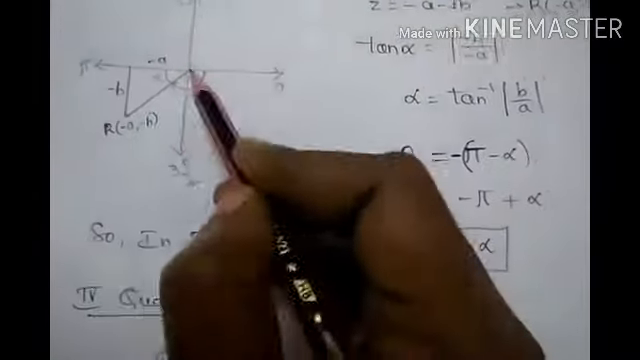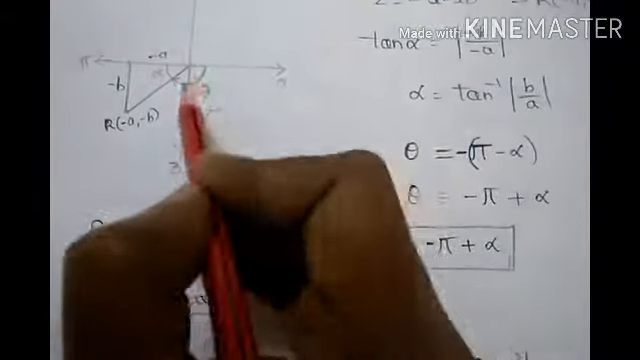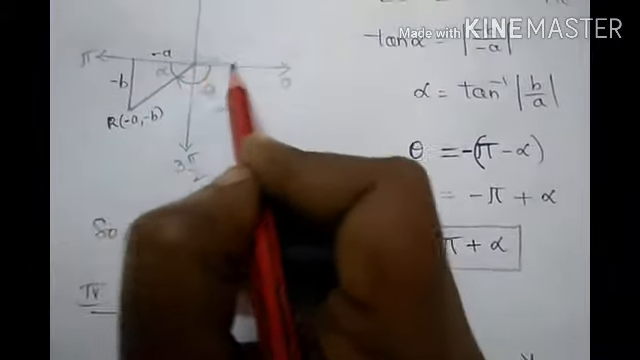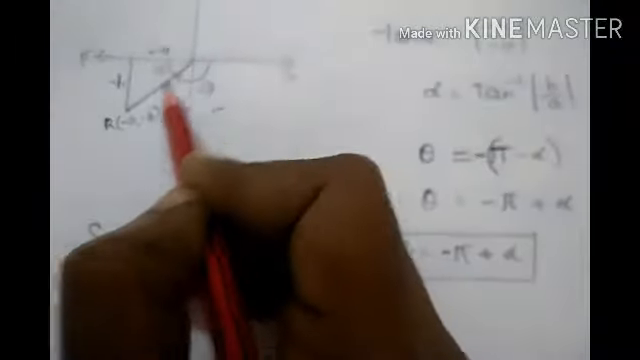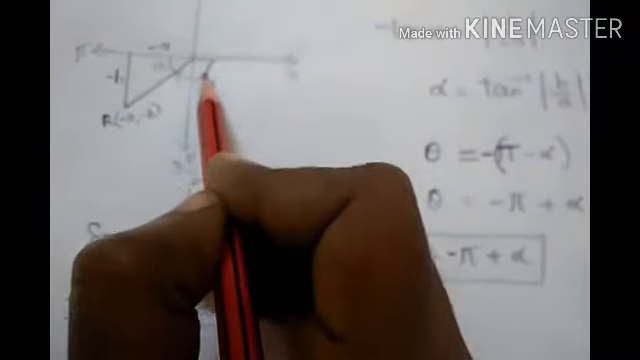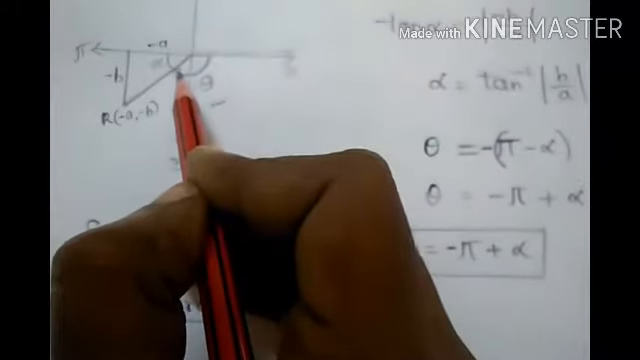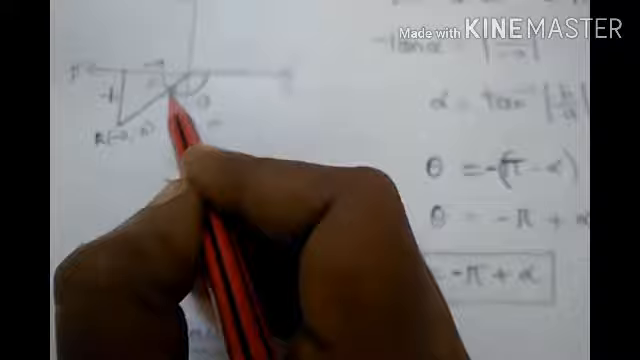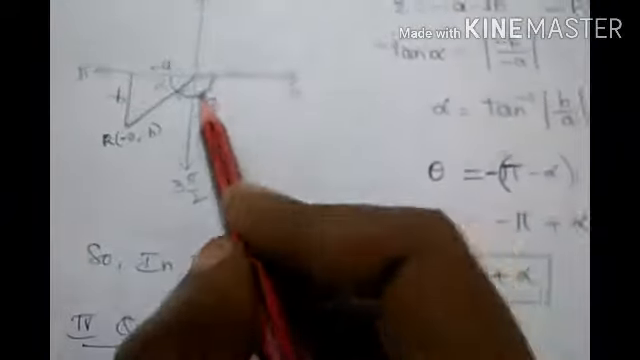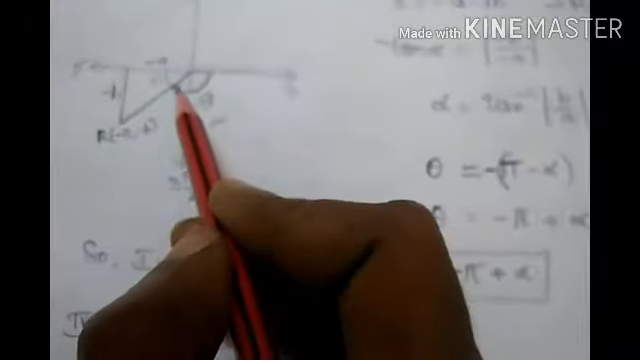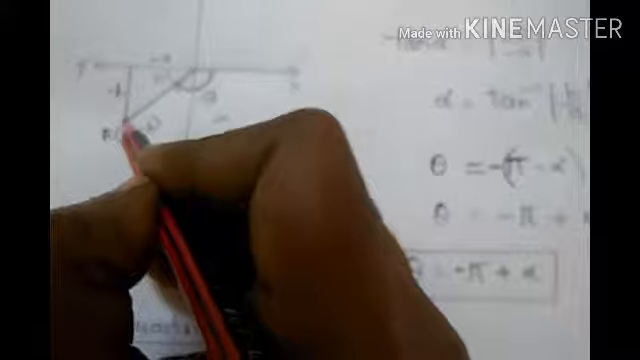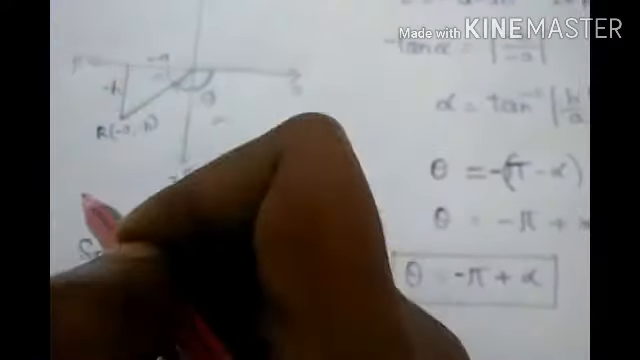Now join OR. The angle made by this line with the positive real axis is called the argument theta. Here we are taking the clockwise direction, so theta will be negative. To find theta, first draw a perpendicular from R.